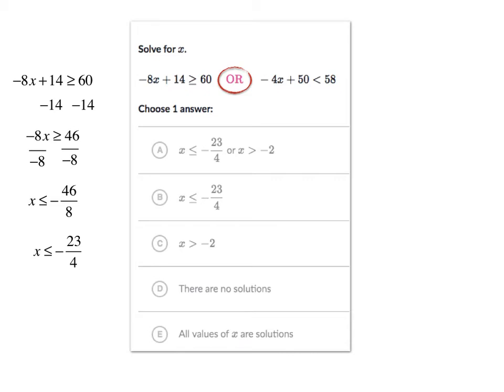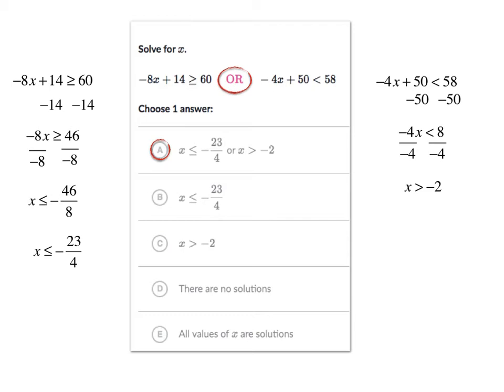Okay, so we've solved that first inequality, but then there's this word that says "or." So there's a second piece to this inequality that we must go ahead and solve. Let's subtract 50 from both sides of the inequality, and we get -4x is less than 8. Now to get x by itself, we have to divide by -4, remembering when we divide an inequality by a negative, or multiply by a negative for that matter, the direction of the inequality changes. So we end up with x is greater than -2. And we have the solution that works is x is less than or equal to -23/4, or x is greater than -2.